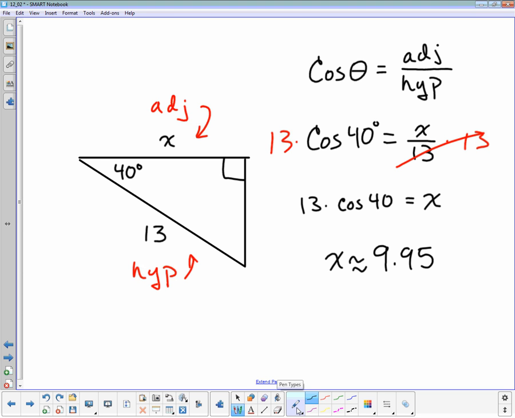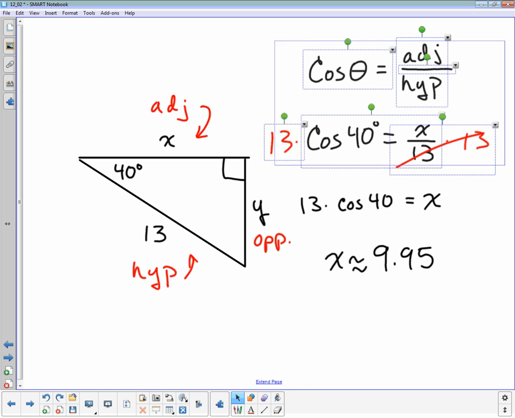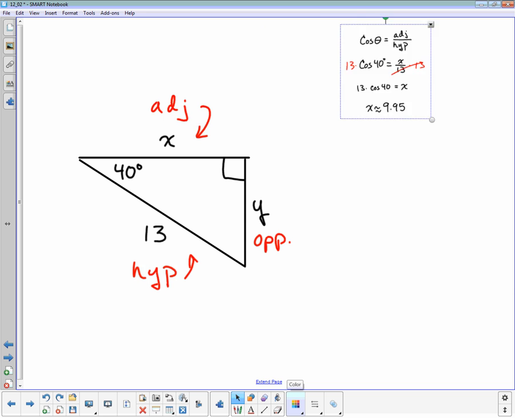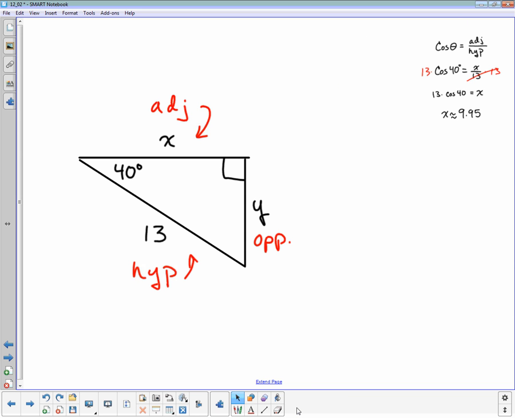Okay, what if I wanted the size of y? That's my opposite. So who could I use to get my opposite? Tangent. Not tan, tangent. You could use whichever. Well, actually, you know what x is now, right? You could use it if you wanted to. But what if you didn't have it? If you just wanted the opposite by itself, and you didn't have x first.